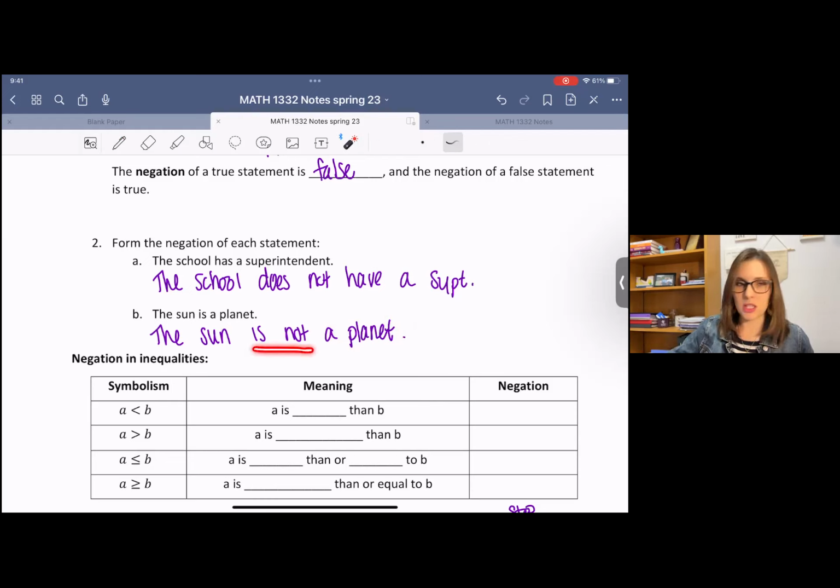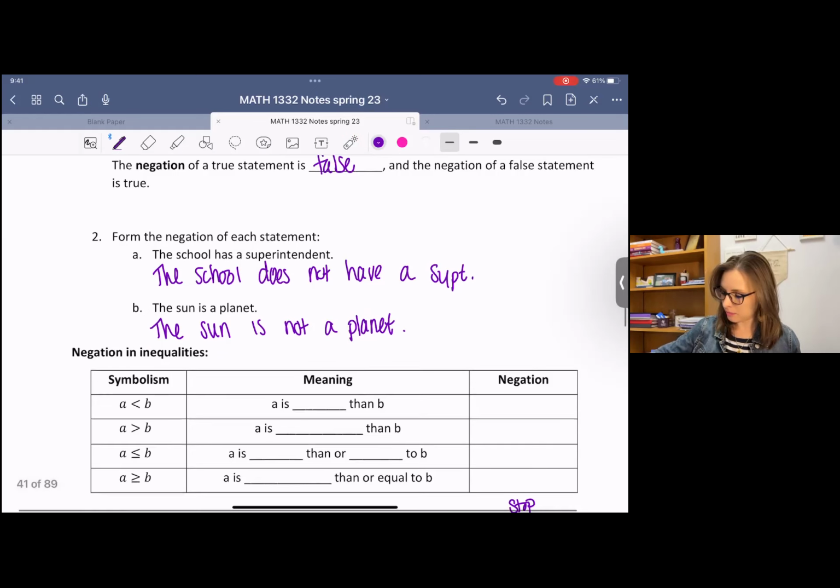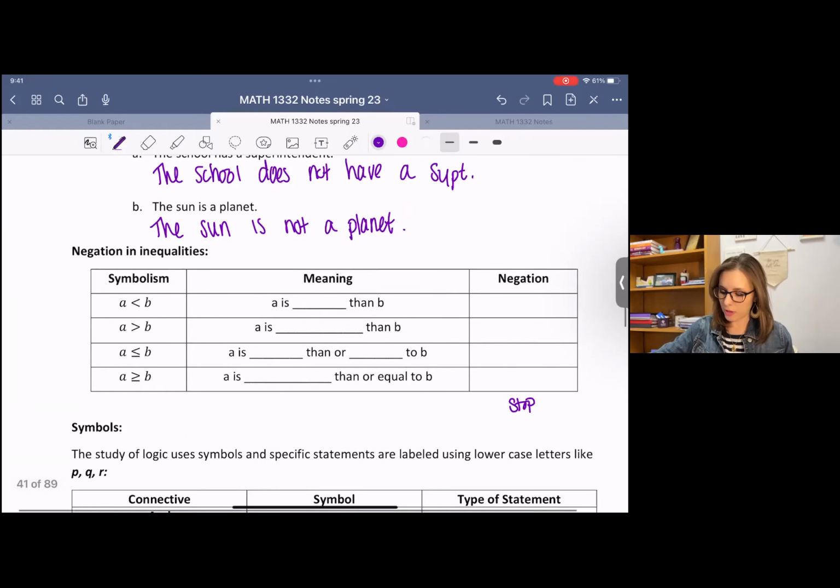If we're negating inequalities, first we review them just so you're familiar. In the first one, we have A is less than B. In the second, A is greater than B. Then we have less than or equal to B, and greater than or equal to B. We have lots of symbols in mathematics.